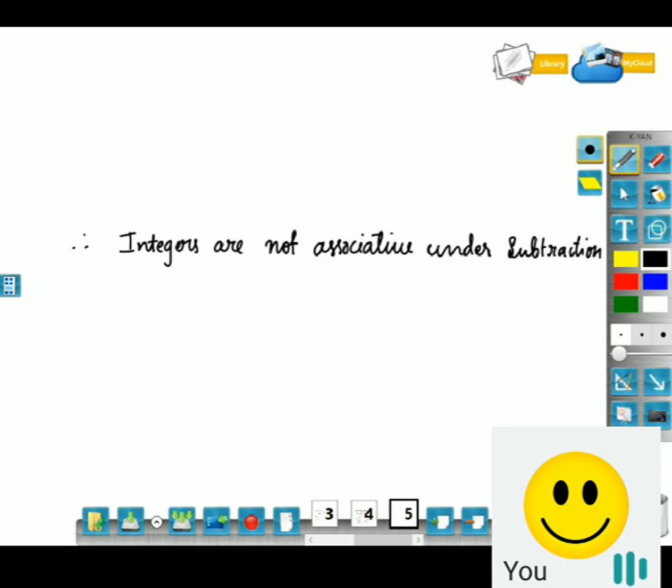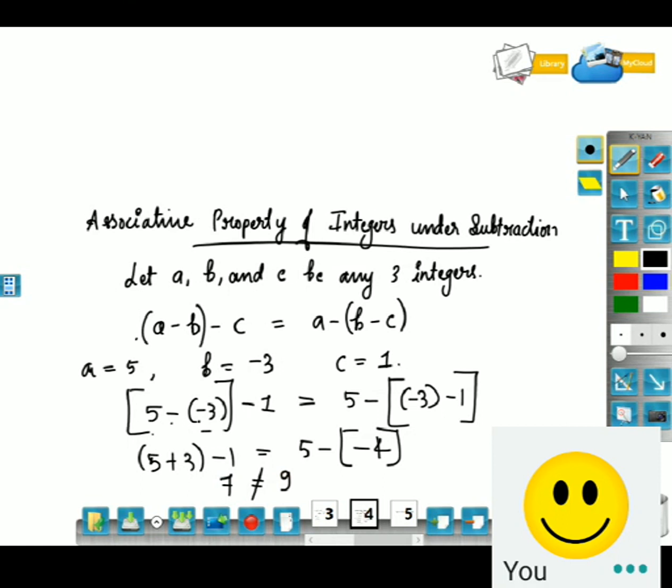So all of you go through this property once again. I will give 1 minute. If anybody has any doubt, they can comment in the comment section. Please all of you go through this property once again. Associative property of integers under subtraction. Please comment in the comment section if anybody has any doubts regarding this property.